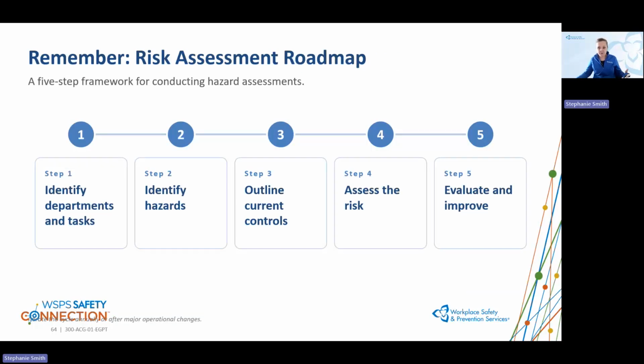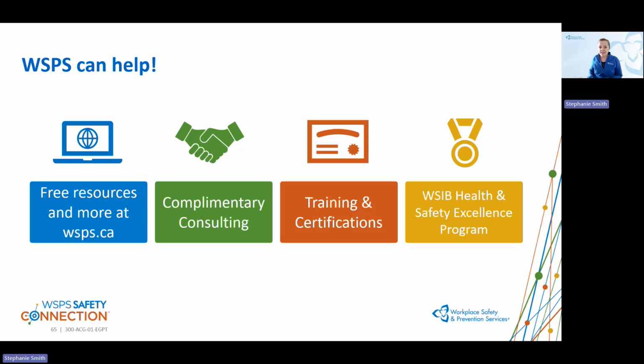So again, just thinking back to your roadmap, identify your departments, then identify your hazards, outline your current controls, assess the risk, and then evaluate and improve. And that is it for today. So thank you for attending. If you have any further questions or concerns, you can write them in the chat. But hopefully this helps set you up in the future for creating some successful hazard assessments, where to start, laying out a process. Again, game planning a little at the beginning helps to create these things and make them a lot more successful later on when you're implementing them.